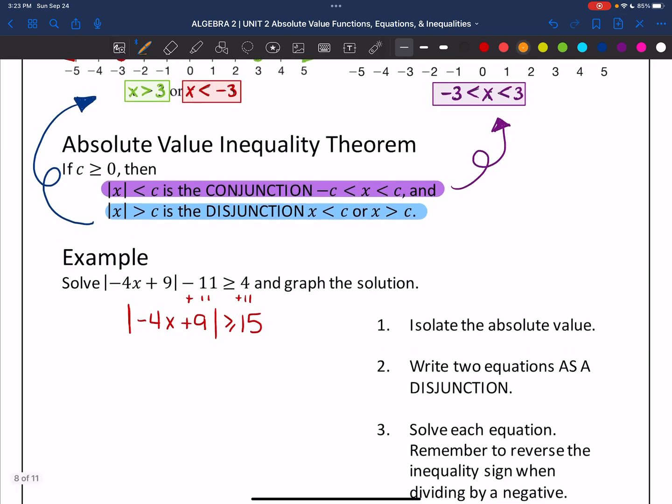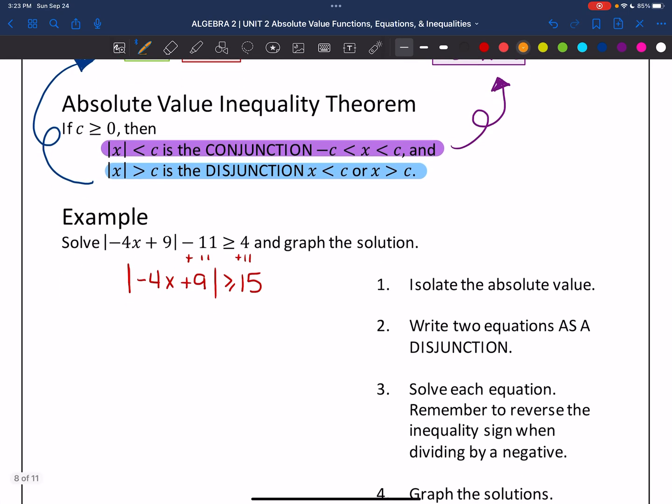When we write our two separate statements, we're going to write the first as the value inside that expression there, and then it's going to be greater than or equal to 15. So same, right? Exact same.